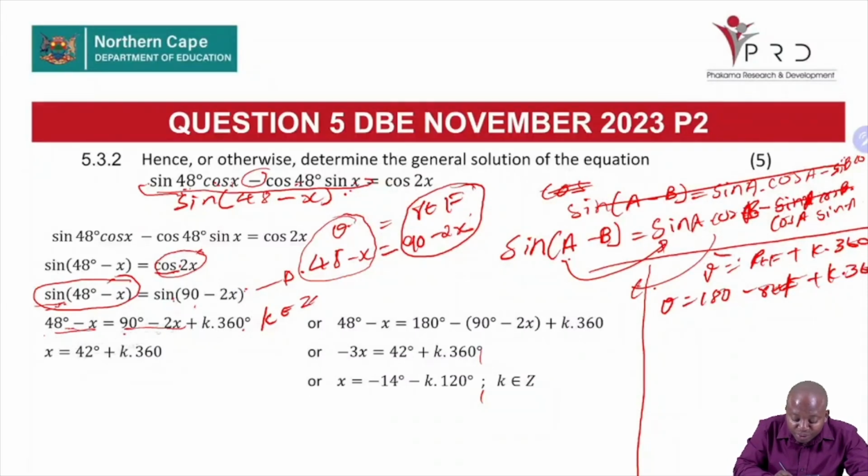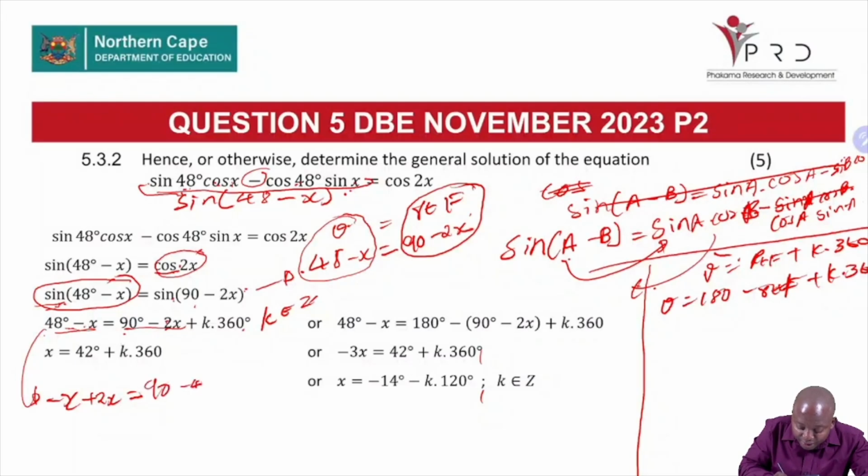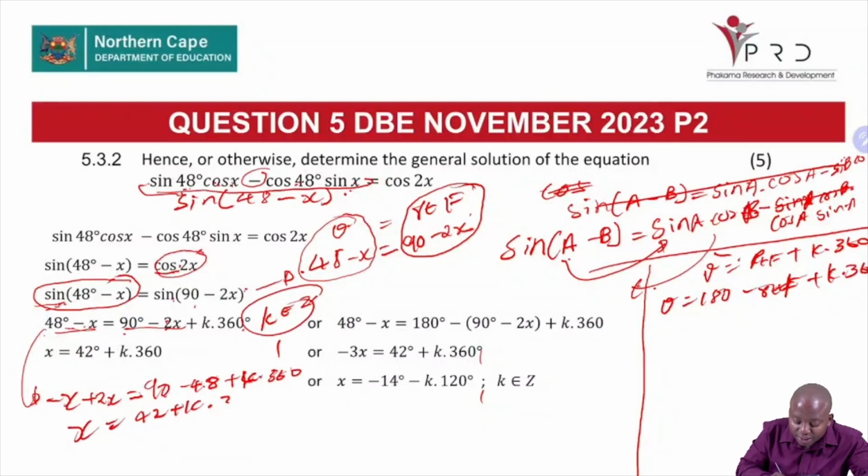We say 90 minus 2x, the x will minus each other. Transpose that to the other side. So this means we will now say negative x plus 2x is equals to 90 minus 48 plus k times 360. Since k is an element of integers, we also include it here. Then we can now say x is equals to 90 minus 48, that is 42, plus k times 360. So that is the first solution in that case.